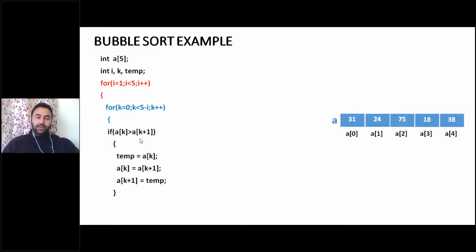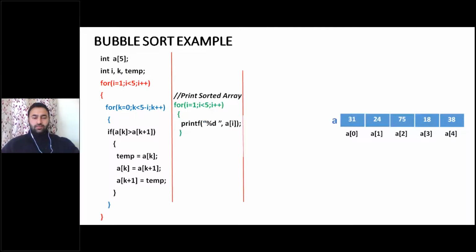Okay, so finally you will get a sorted array. This is the code for the bubble sort algorithm. After swapping, you have to print the sorted array using the loop for i equal to 0 to 5. Instead of 1 it should be 0, because the first element is at the 0th location, so i equal to 0 to 4. So we'll print all the elements.